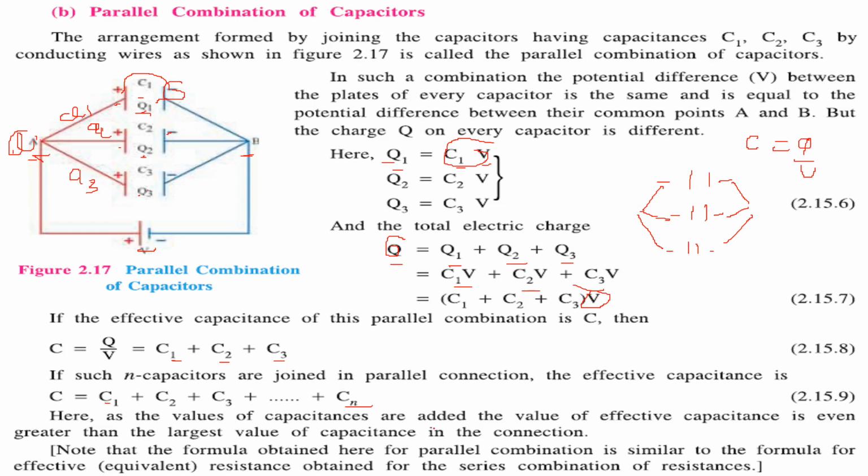And this formula for the parallel combination is similar to the formula for the effective resistance we found in the series combination of resistances. So see, there is a variation: in capacitance and in resistance, things change.